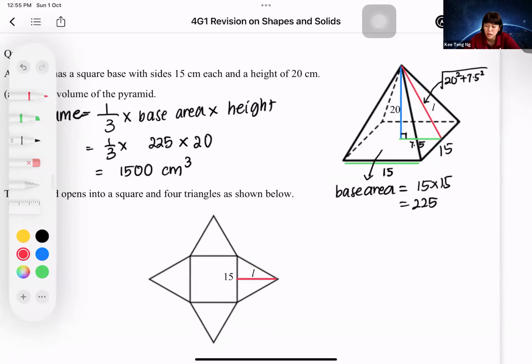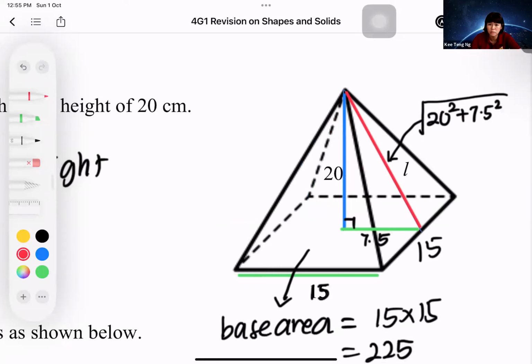How have we decided to find the slant height of the pyramid? We use the Pythagoras theorem, 20 and 7.5. Can you recall how we get 7.5? We got 15 over here, right? So we divide by 2 to get 7.5.